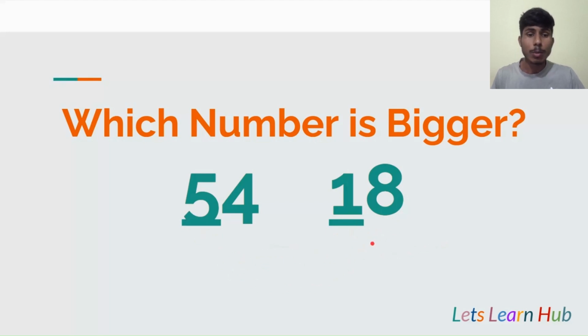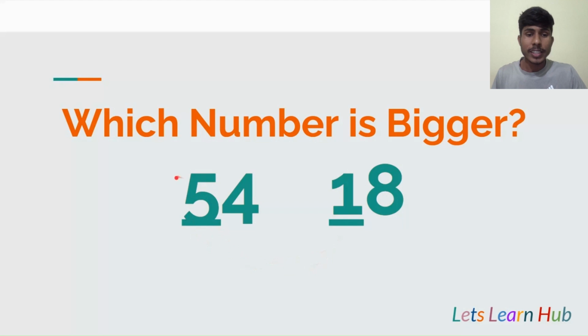Which one is bigger among 5 and 1? Easy, right? 5 comes after 1, so 5 is the bigger number. Since 5 is bigger than 1, 54 will be the bigger number here. Okay? You understood it, right? You need to start comparing from the leftmost digit to the rightmost digit, and if the digits are not the same, then you have to check which digit is bigger.